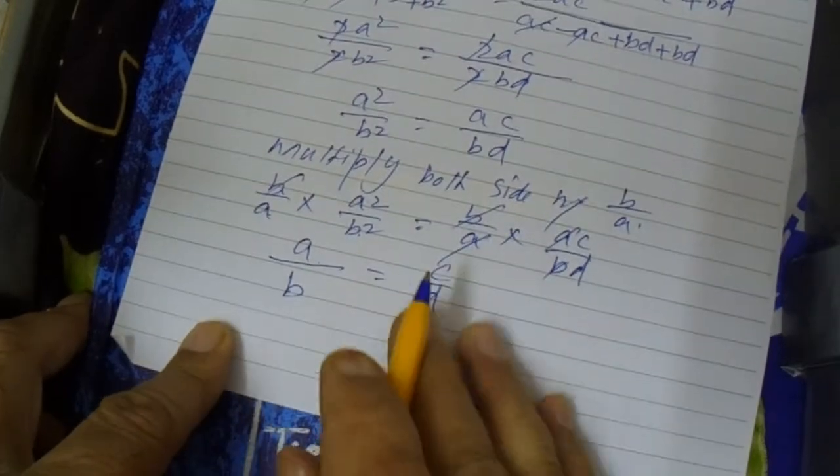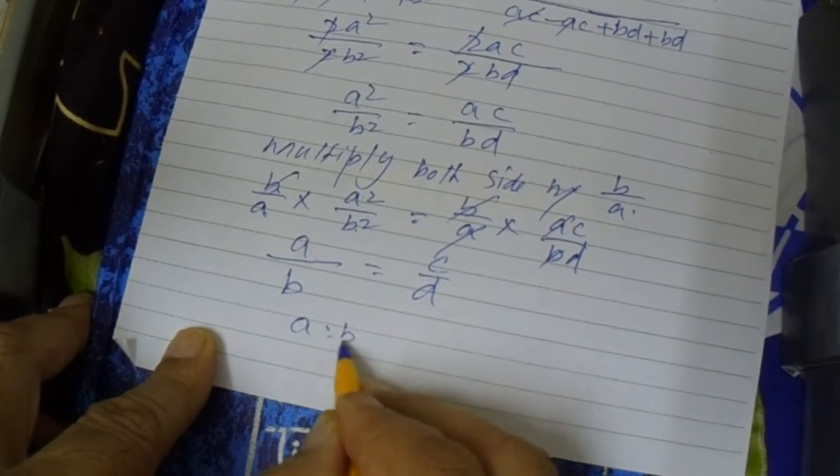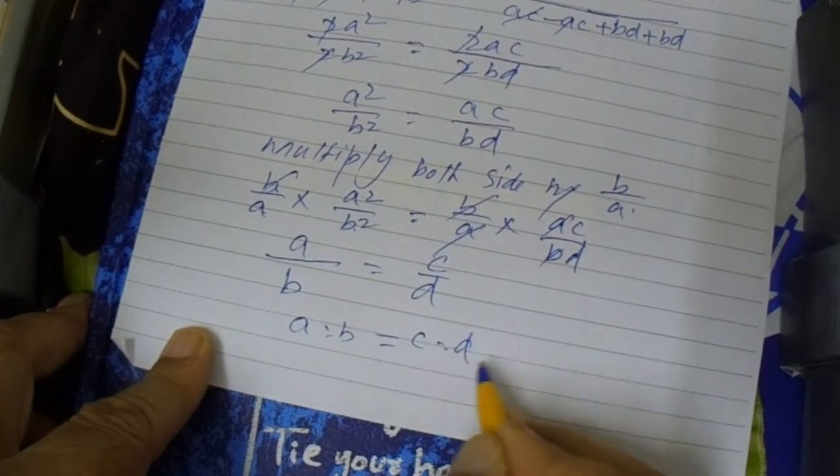Now it is in fraction form. We write here a ratio b is equal to c ratio d. Now proved.